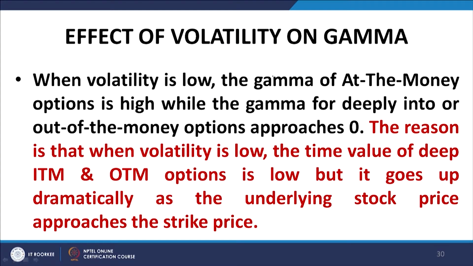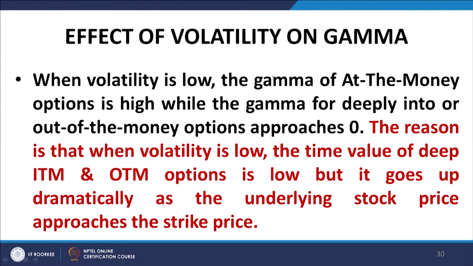Effect of volatility on gamma, this is very interesting. If the volatility is low, then at the money options have a high gamma, but in the money and out of the money options have low gammas. Why is that? You see, at the money options have significant time value.